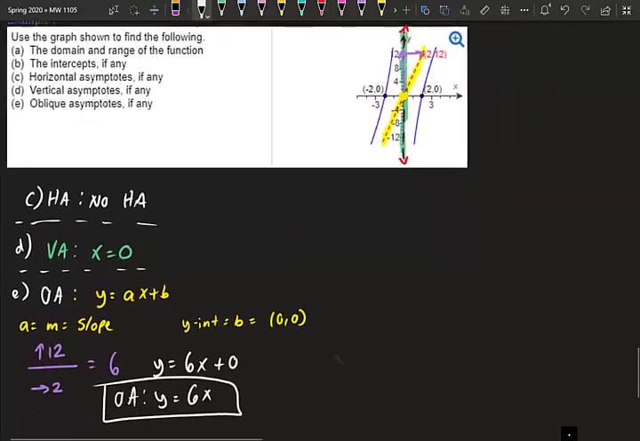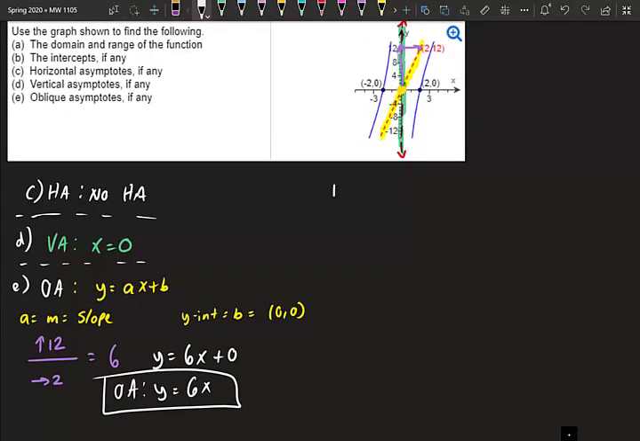Alrighty, B, intercepts. So we're looking at the blue graph. We have x-intercepts at -2 and 2. We do not have a y-intercept. The blue graph does not cross the y-axis at all.